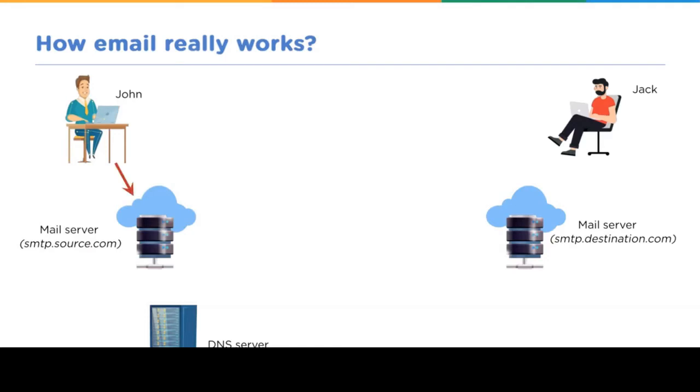After John's SMTP client establishes a reliable communication channel to the SMTP server, the session is opened with a greeting by the server, usually containing its fully qualified domain name, in this case smtp.source.com. The mail server approaches the DNS server to resolve the MX record. The DNS server replies with the resolved IP address of the destination server. The source mail server is now able to establish reliable communication with the destination SMTP mail server. And now Jack is able to receive the email in his email client using the POP3 or IMAP protocols.